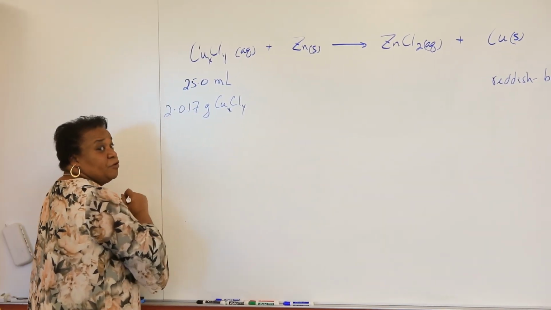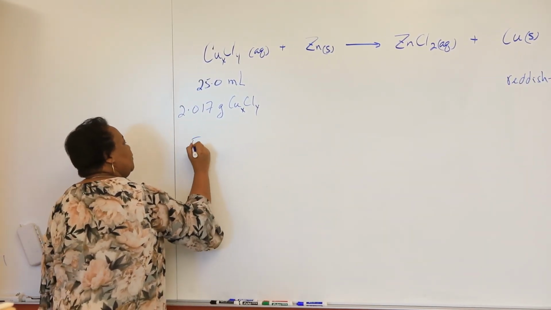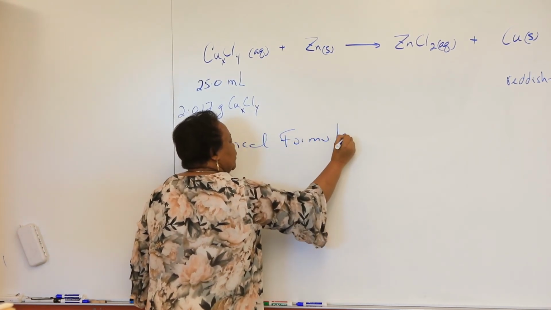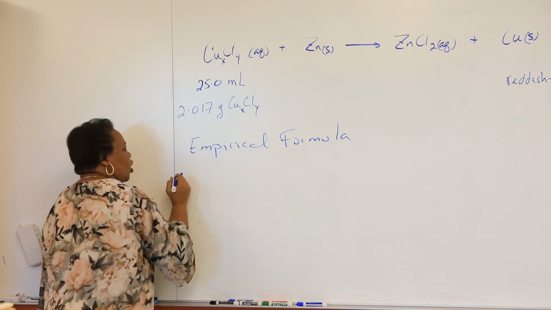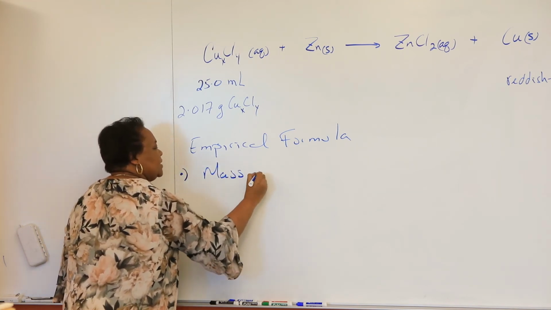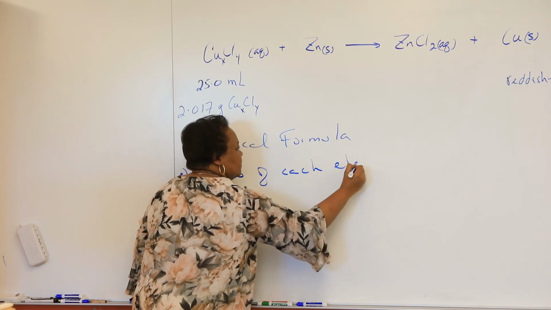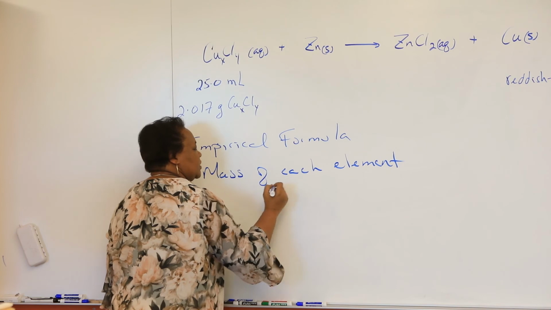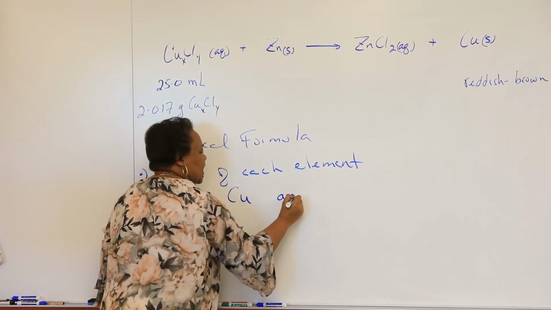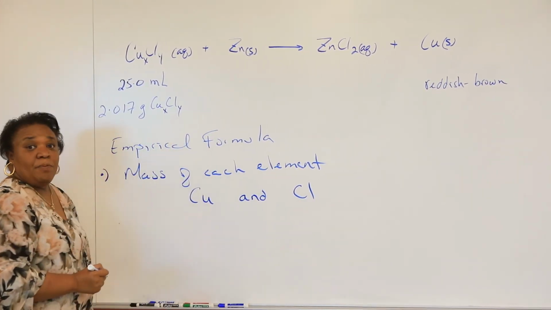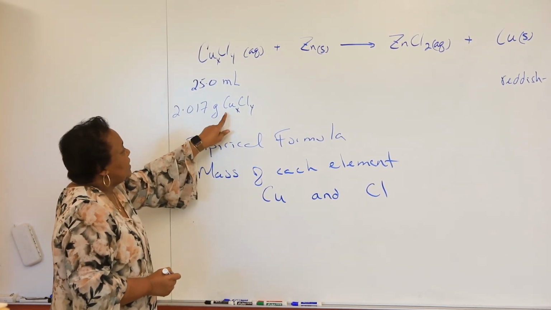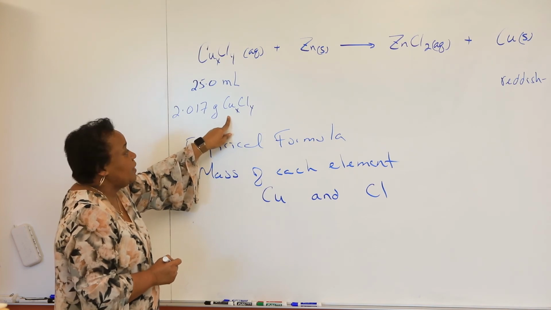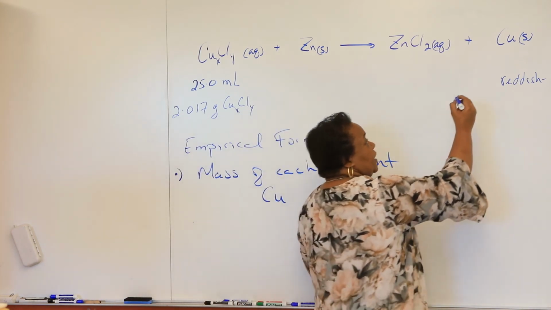Please note, there are several steps involved in order for you to determine the empirical formula of a given compound. First step, number one, is that you will need to know the mass of each element. And so what are our elements in this experiment? Our elements are what? They're both Cu and Cl. So is that possible? Well, we do know exactly the mass of copper chloride we're starting with in this experiment. And at the end, do you agree that we will know what?